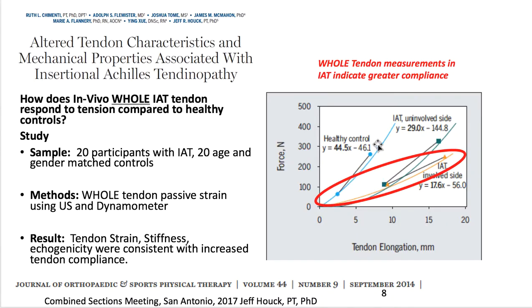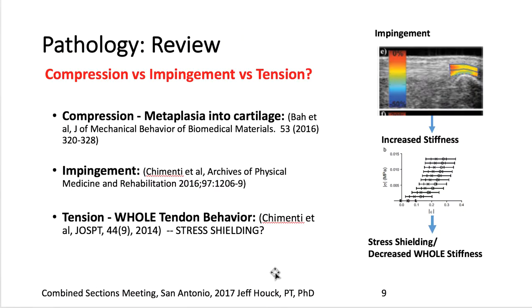We note here is a control participant, and we have a nice stiff response to the external load. With the IAT participant, it's much more compliant or less stiff. So we know there's much more deformation to the same load as compared to controls. So how does all this fit together?